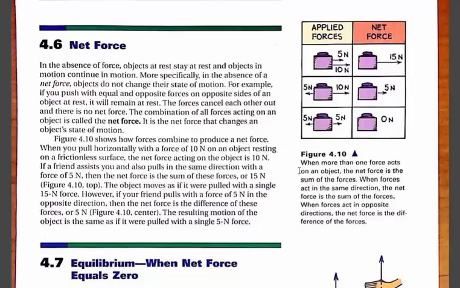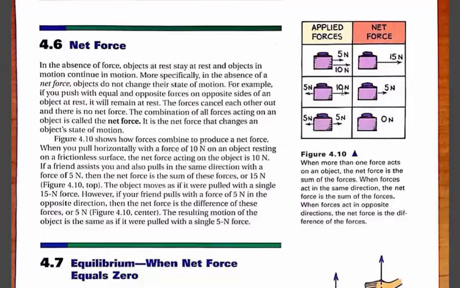When more than one force acts on an object, the net force is the sum of the forces. When forces act in the same direction, the net force is the sum of the forces. When forces act in opposite directions, the net force is the difference of the forces. And remember, difference means to subtract. So in this top row, we have a 5 newton and a 10 newton working together, same direction. The net force is 15.